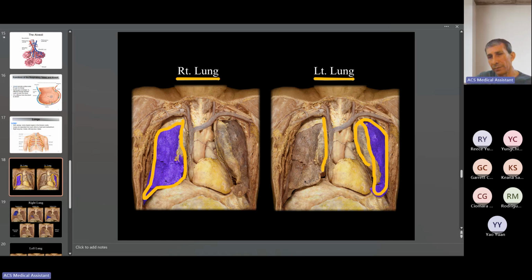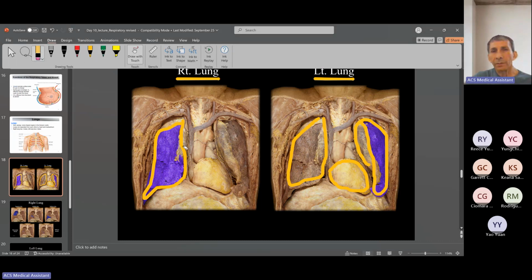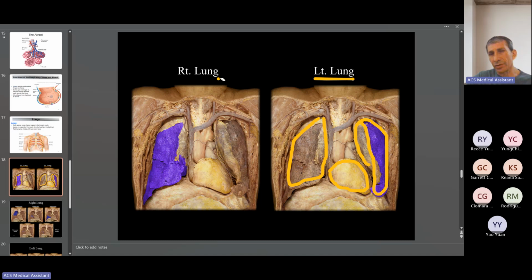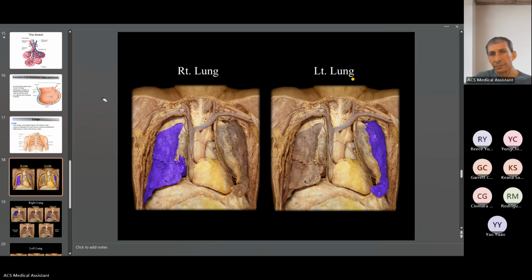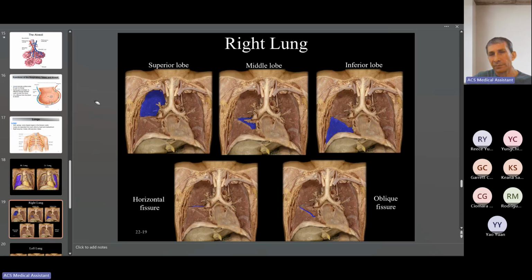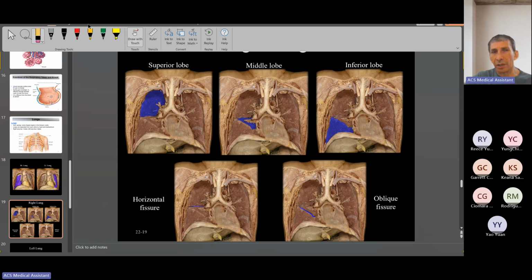And this is the right, and this is the left. And this is the structures. This is a cadaver. So that's how we see these structures in this way. Now we're gonna see these lobes and other structures that separate these lobes within each lung.